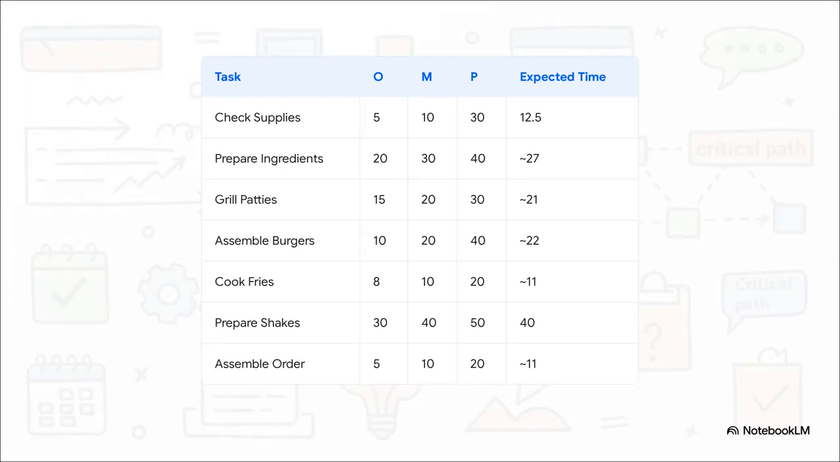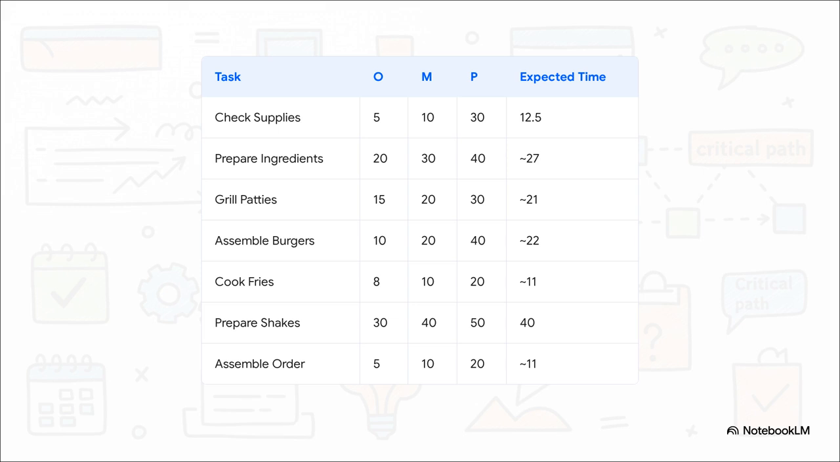And now for the numbers. Let's look at grill patties. Best case, 15 minutes. Most likely, 20. Worst case, 30. We plug that into our formula. 15 plus 4 times 20 plus 30, all divided by 6, and we get an expected time of 21 minutes. We just do that for every single task. You see how this process turns these subjective guesses into objective, calculated times?